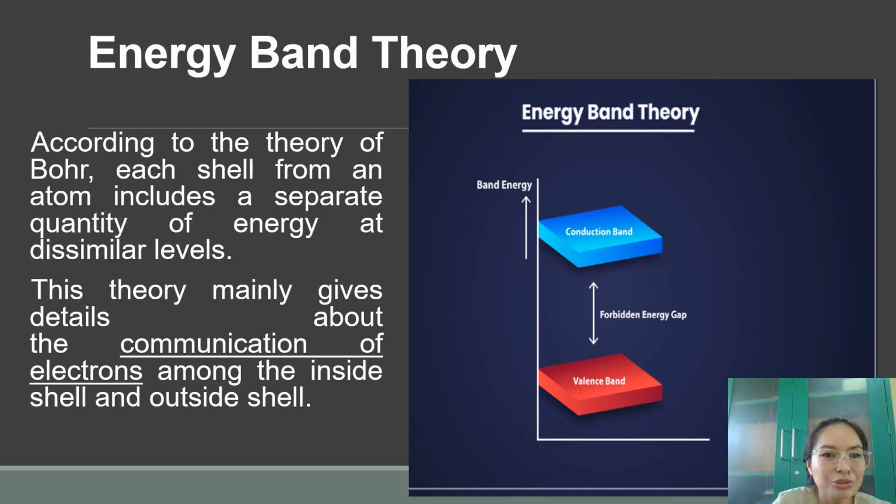As we know, a solid atom has various energy bands filled with electrons. In all these energy bands, the electrons remain bound to the nucleus and have distinct energy levels. The electrons present in the outermost energy band of an atom are called valence electrons, and the outermost band itself is called the valence band. So look at the diagram here. You have the band energy, and then there is what we call the forbidden energy gap.